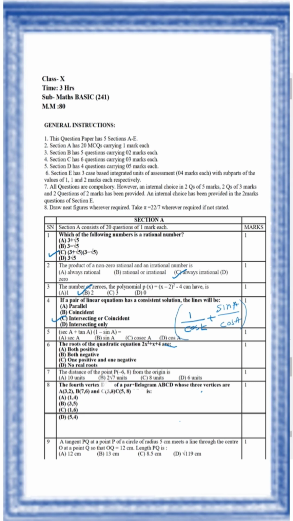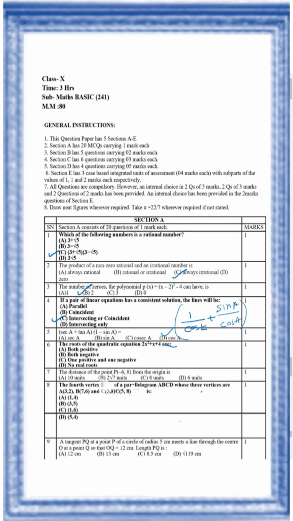Here observe that the LCM is cos A. So the denominator is cos A. In the numerator, 1 plus sin A into 1 minus sin A, which is equal to cos square A. Cos square A by cos A is equal to cos A. Option D is correct. Sixth question.